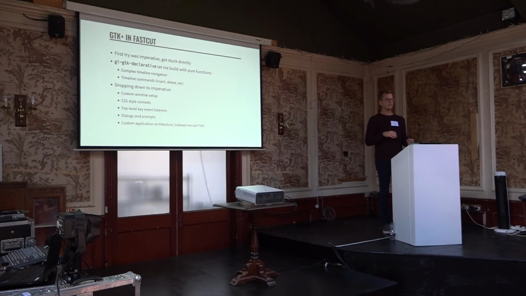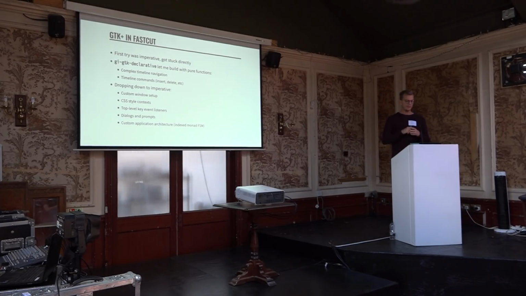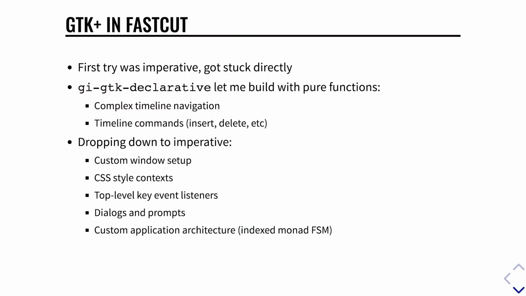Also, the timeline commands operate like you have a focus pointing to a specific place in your timeline, and you might say, delete this clip or split this sequence into two sequences and stuff like that. Very useful to have that as pure functions and data structures instead of messy GTK code. But I'm also dropping down to the imperative layer where it's needed, like setting up the window, specifically adding CSS files, some event listening stuff, some things that don't really fit into this declarative markup thing, like dialogues and prompts. I haven't figured out how to do that. And also I'm using a custom application architecture. I'm not using that simple app thing.